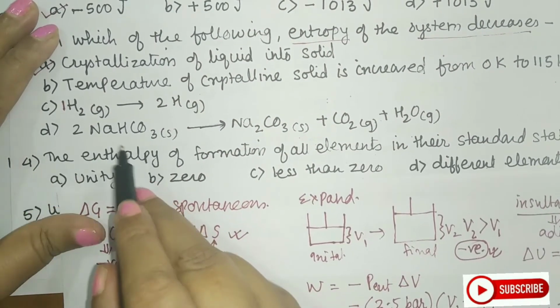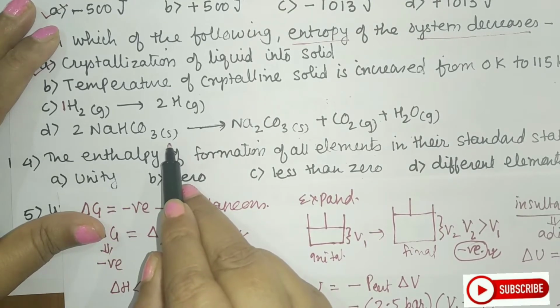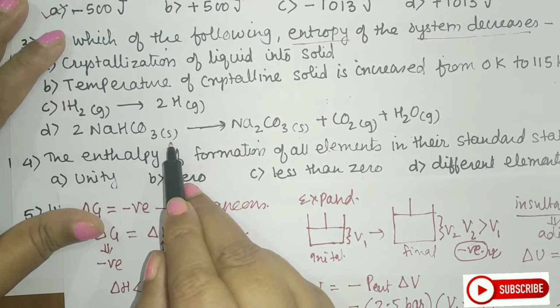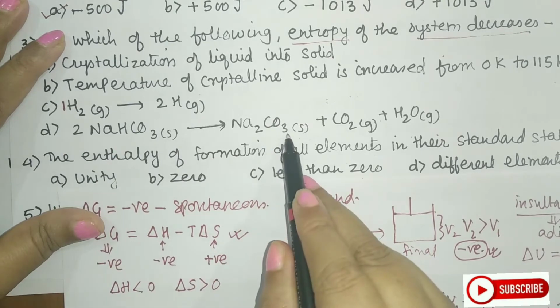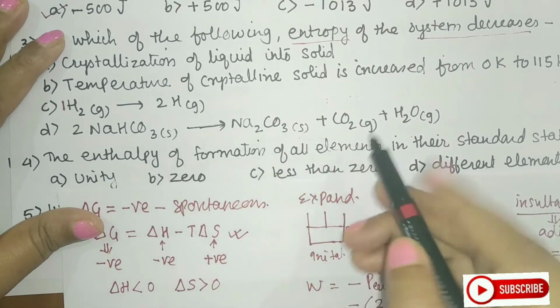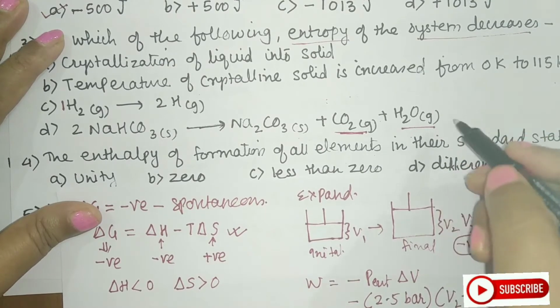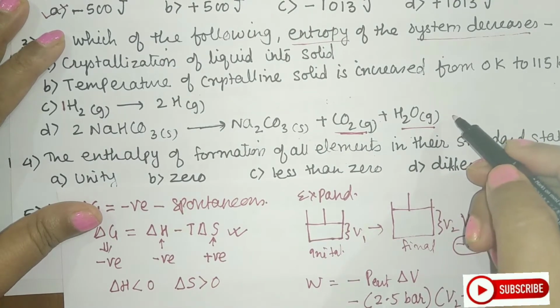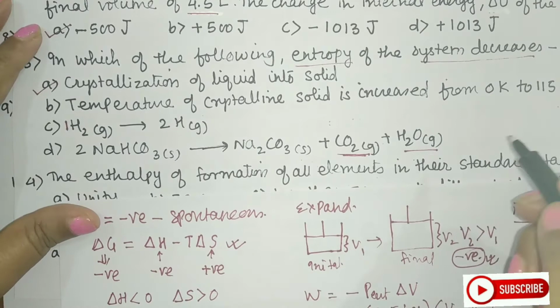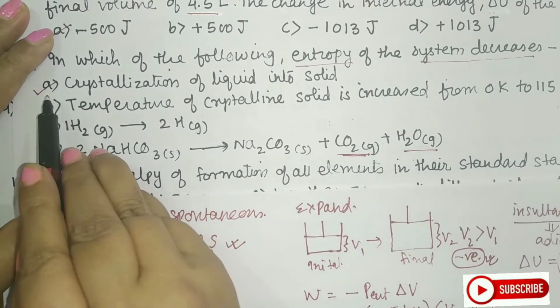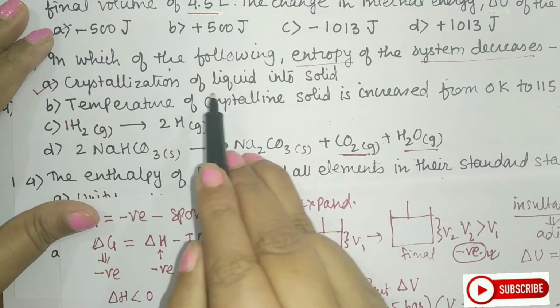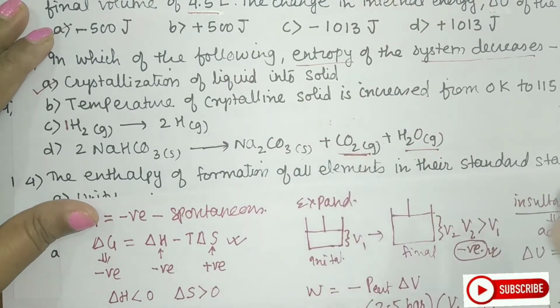See this also. You don't have to see the solid state because here the entropy is minimum. So this and this I will not go for. But if you see the product side here, you have gas and gas. So again in this equation also entropy is increasing. So where you have entropy decreasing is the first option, where there is crystallization of liquid into solid.